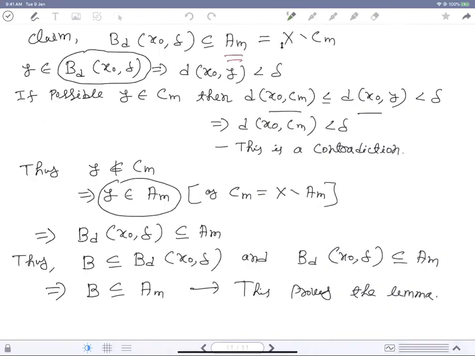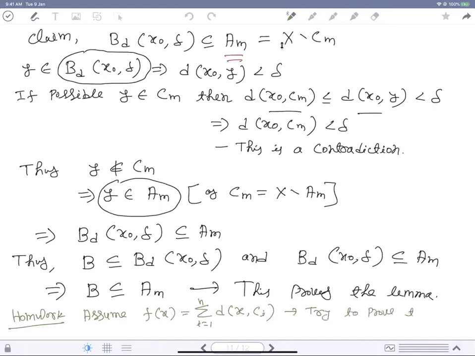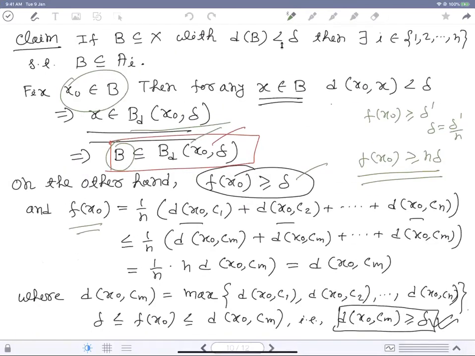So here I shall give one homework. Now assume f(x) equal to only the summation over i equal to 1 to n of d(x, Ci). Okay, and try to prove the lemma. See, I have already explained the proof. So all the things will be the same. You have to only choose this delta dash, and this will automatically be the same. So this is your homework.